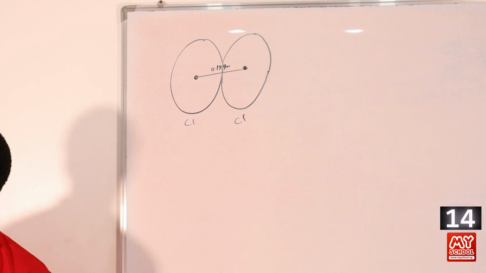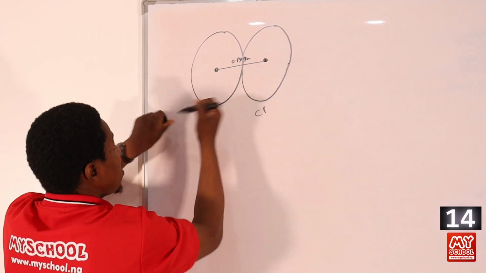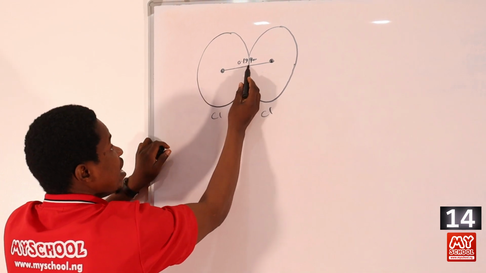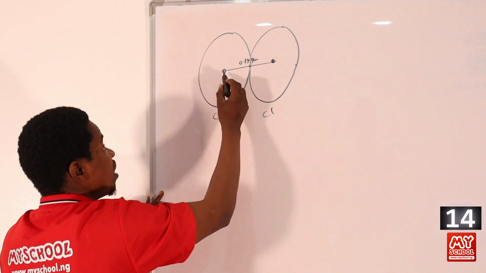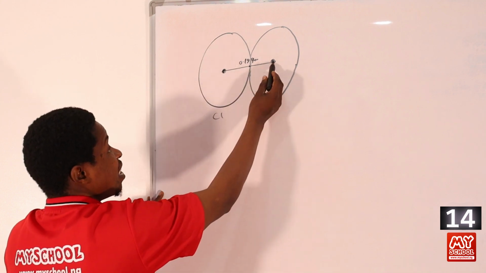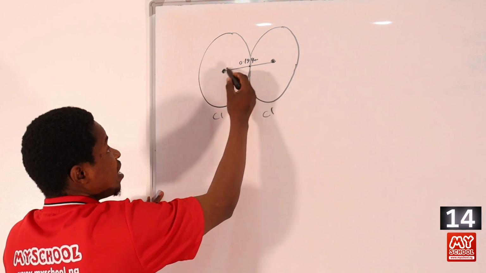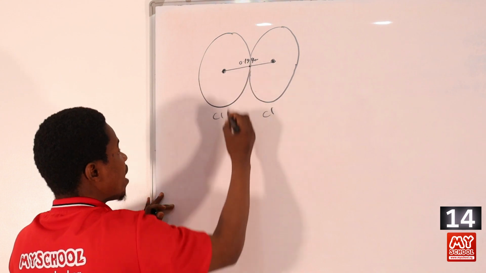The question asks for the atomic radius of chlorine. Which means if you separate the two, the distance from here to here is what we are asked to find. So one atomic radius is from here to here. If the whole distance is 0.194 and the two distances are equal because they are the same atom, that means we just divide this by 2.